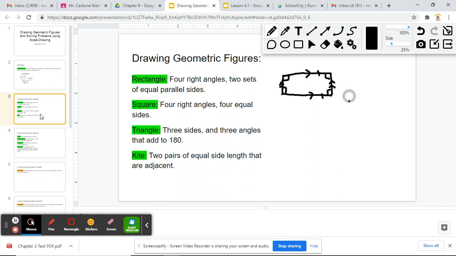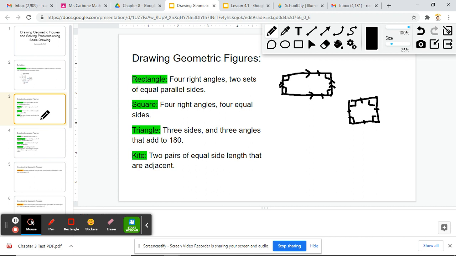So next we have a square. And a square is very similar to a rectangle in that a square also has 4 right angles. So each one of these is a right angle here. The only difference with the square is these are all equal sides here. So in a rectangle, we have 4 right angles and 2 sets of equal sides. For a square, we have 4 right angles and every single side is the same.